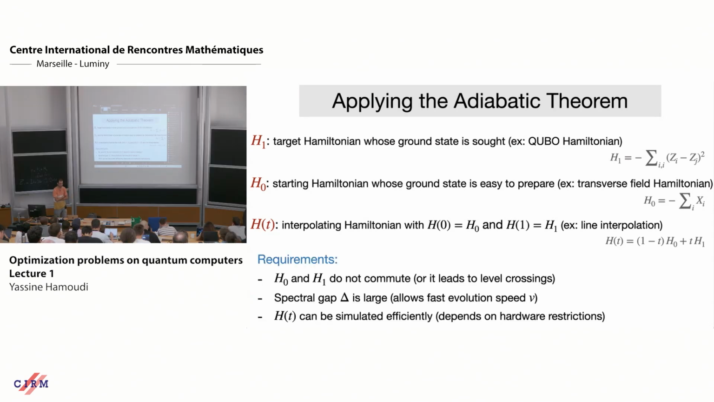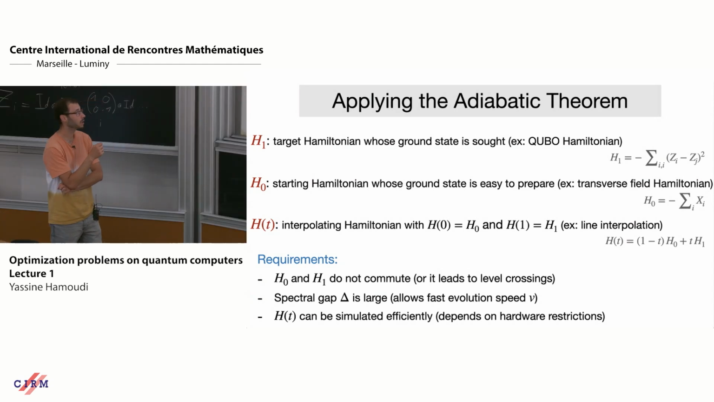Now, what kind of requirement do you want? Well, first, h0 and h1 should not commute, or you would have level crossings, so the gap would be closed. The second important condition is that the spectral gap is expected to be as large as possible, because the evolution speed depends on how large delta is. So this is going to be the main issue. In general, it's hard to say anything about how large delta is. And the last requirement is that ht has to be efficiently simulatable using Hamiltonian simulation.